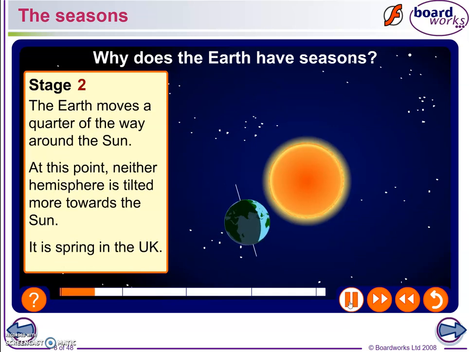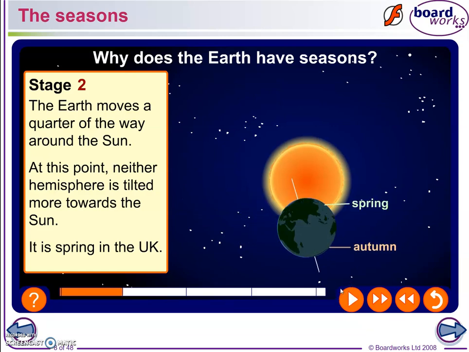The Earth moves a quarter of the way around the sun. At this point, neither hemisphere is tilted more towards the sun, so therefore it is spring in the UK.